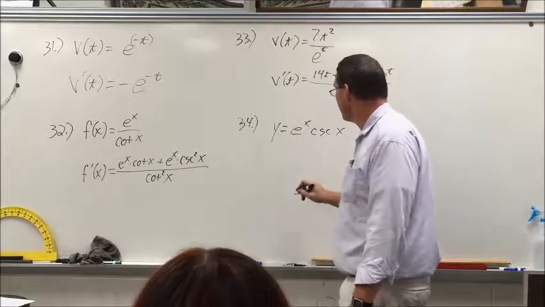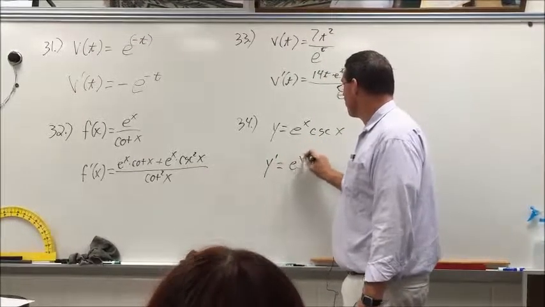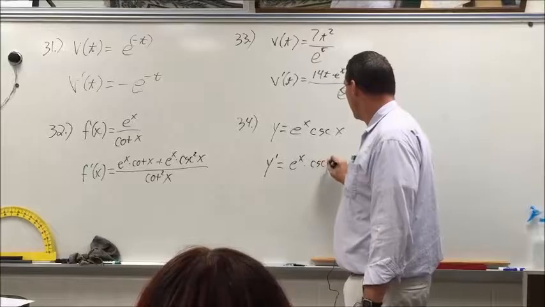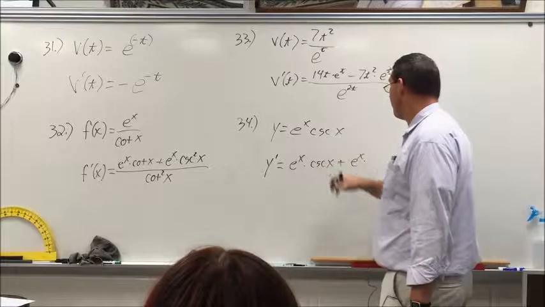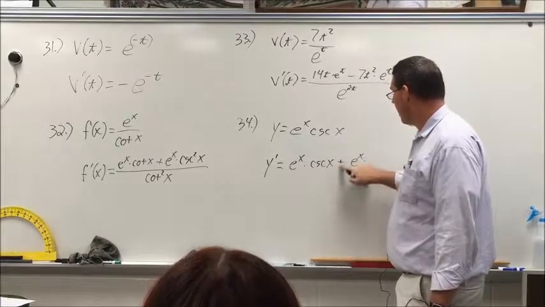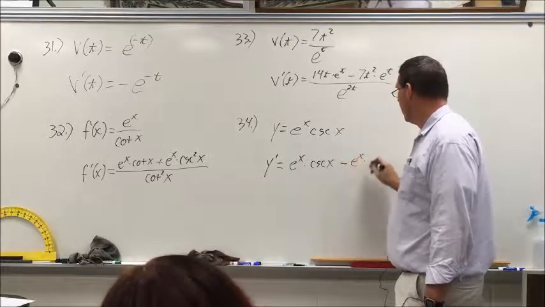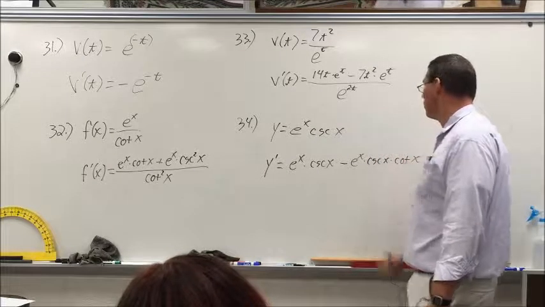Okay, so e to the x cosecant of x, which rule? Product rule. Derivative of this times that plus this, the first one, times the derivative of the second one, which is negative. I've got to change this to a minus. And it's cosecant cotangent, or cotangent cosecant, either way is fine.